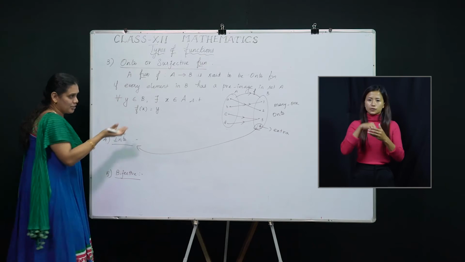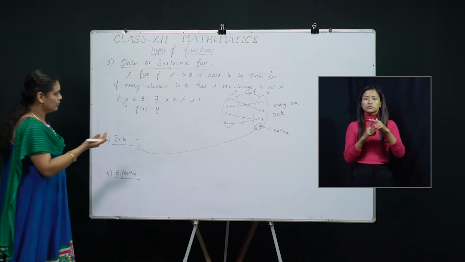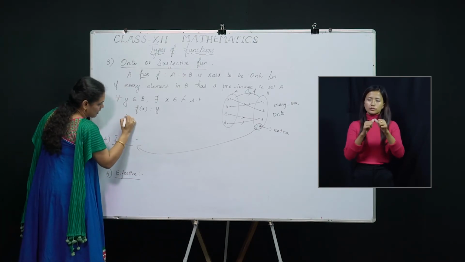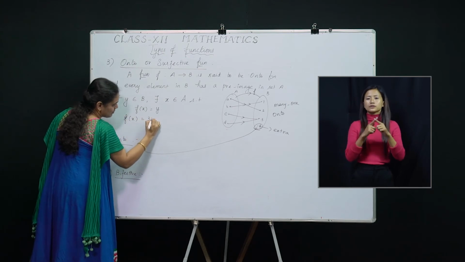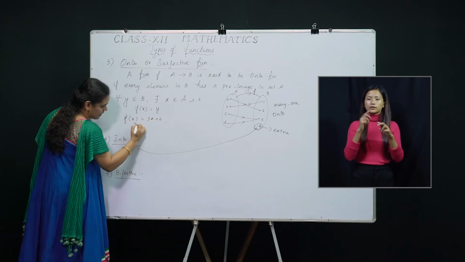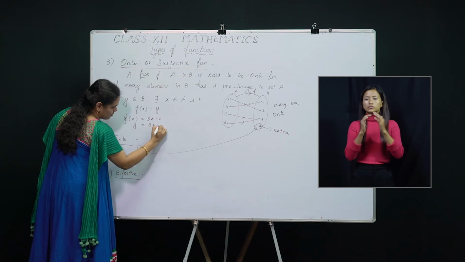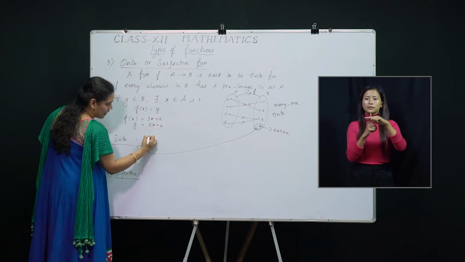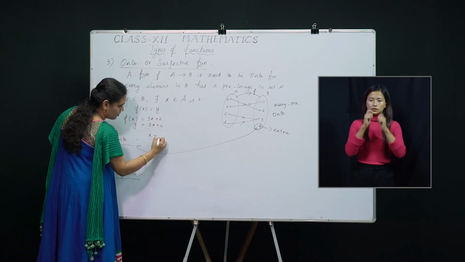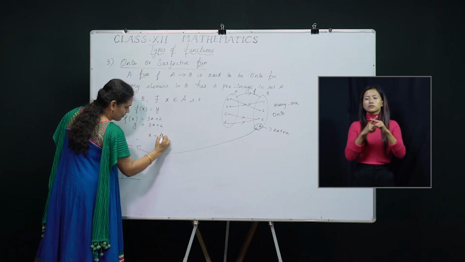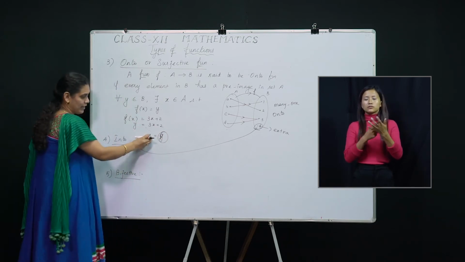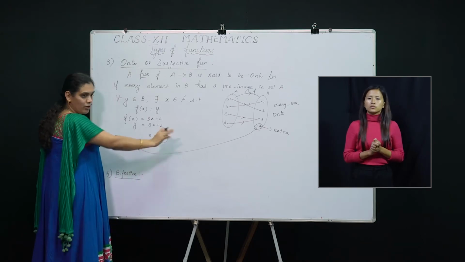Okay, in questions you will get a function like f(x) equal to 3x plus 2. We have to write y equal to 3x plus 2. Then we try to write this expression in the form of x in terms of y, so that only x is on the left and the right side is full of y.